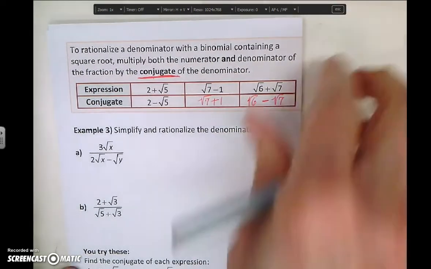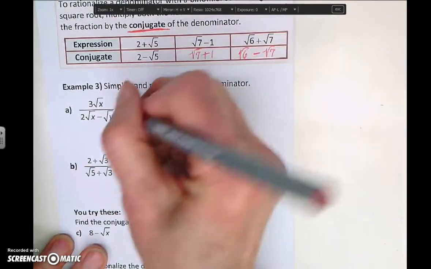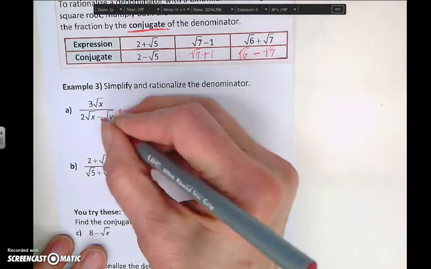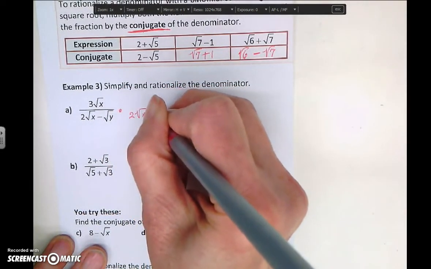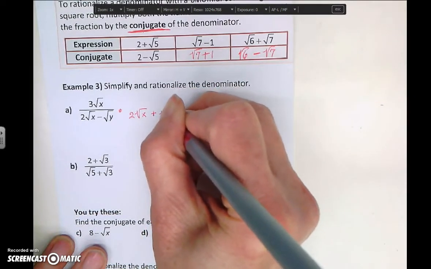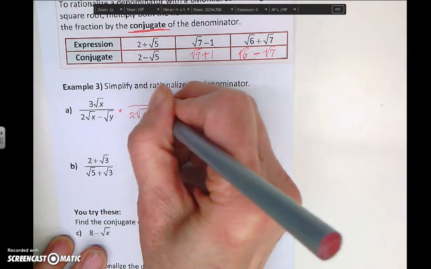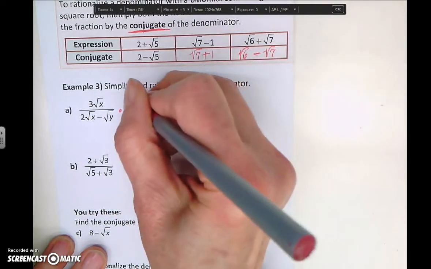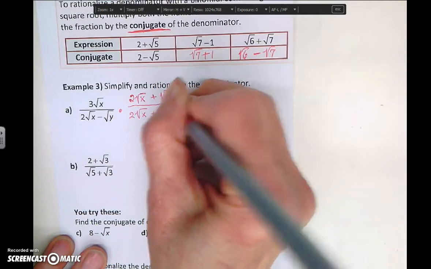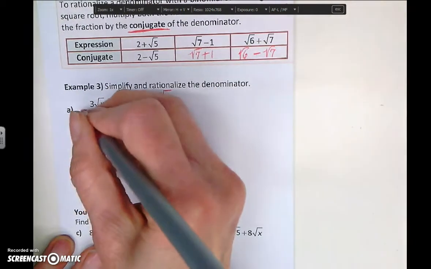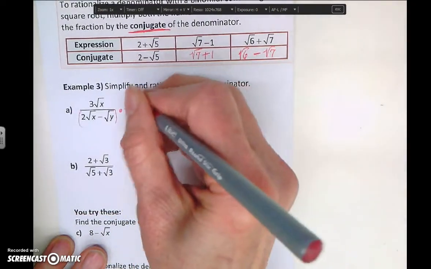All right, so example 3, we're going to simplify and rationalize the denominator. So to do it, we're going to multiply by the conjugate of the denominator. So 2 square root of x plus the square root of y. So it's going to be important to change that sign right there. And then here, I'm going to put the clever 1, so I'm going to put the same thing exactly in the numerator. And so then I'm going to multiply these out.